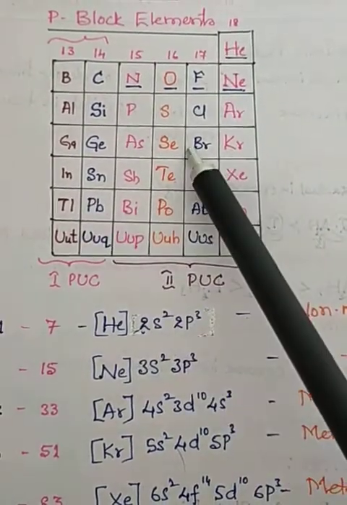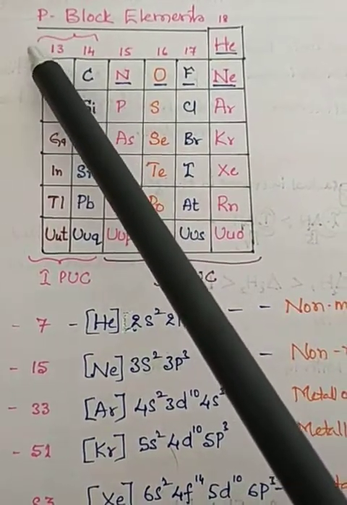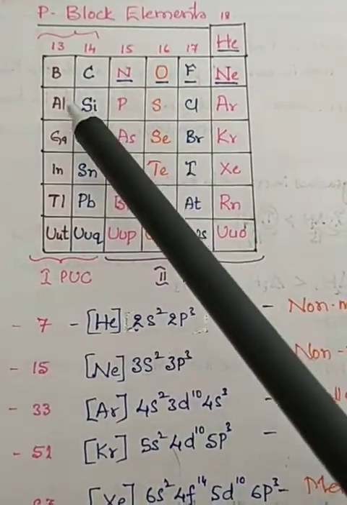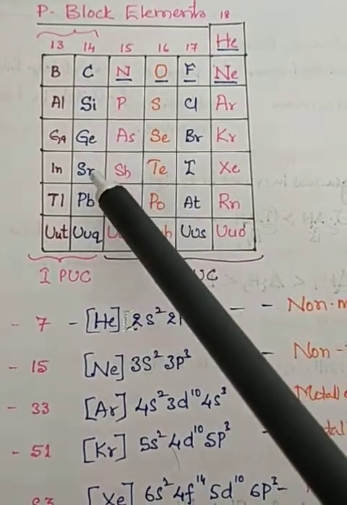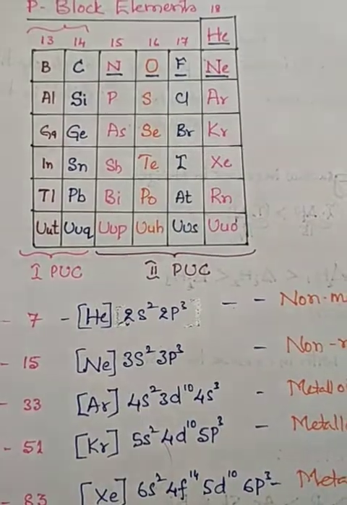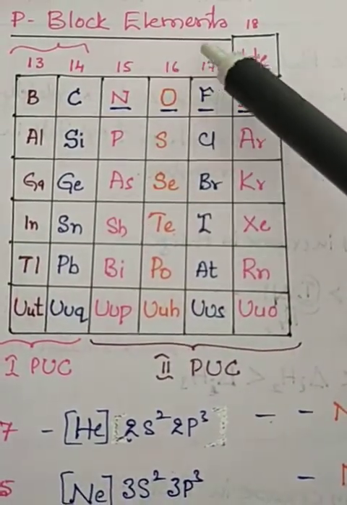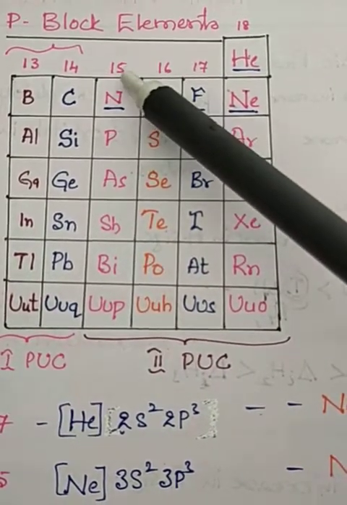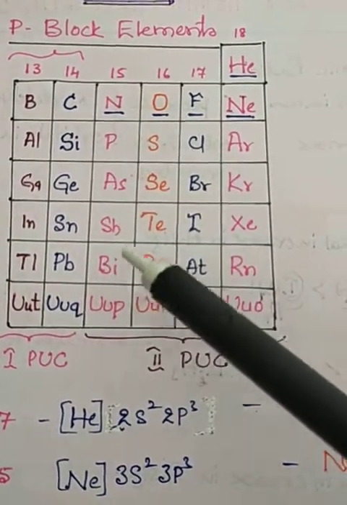So 6 groups, but in first year PUC we have studied the 13 and 14 group elements: boron, aluminum, gallium, indium, thallium, carbon, silicon, germanium, stannum and lead. This year, second year, we are mainly focusing on the 15th, 16th, 17th and 18th group elements. First, the 15th group: nitrogen, phosphorus, arsenic, antimony and bismuth.